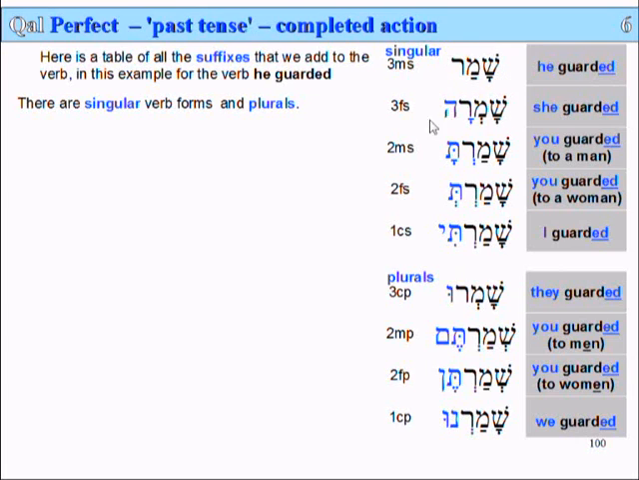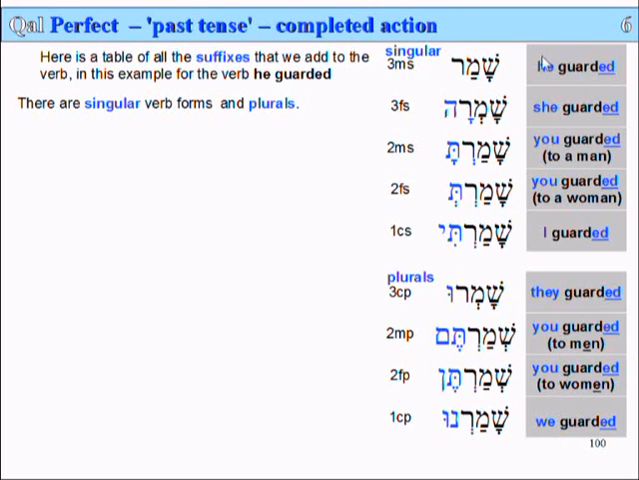Shamar, Shamra, Shamata, Shamat, Shamati, Shamru, Shamatim, Shamatin, Shamanu. So that's Shamar, he guarded, Shamra, she guarded, Shamata, you guarded, Shamat, you guarded, to a woman, Shamati, I guarded, and in the plurals, Shamru, they guarded, Shamatim, you guarded, to a group of men, Shamatin, you guarded, to a group of women, and Shamanu, we guarded.